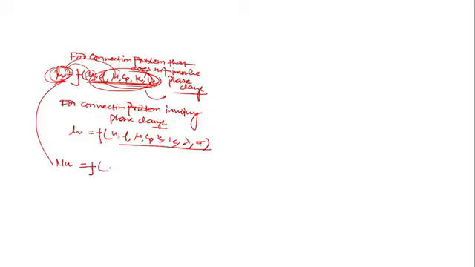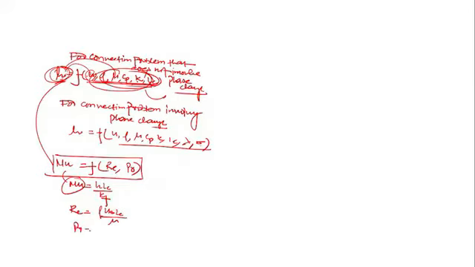Nusselt number is found to be a function of Reynolds number and Prandtl number. The significance of the Nusselt number I will discuss later on. The Nusselt number is h Lc upon k of fluid. The Reynolds number is rho V bar, or U infinity, whatever you can say, rho U infinity into Lc upon mu. The Prandtl number is momentum diffusivity upon thermal diffusivity. Momentum diffusivity is mu by rho, and alpha is k by rho Cp, so rho cancels. This is mu Cp upon k of fluid.